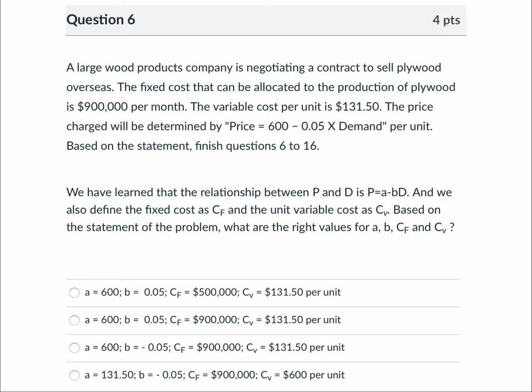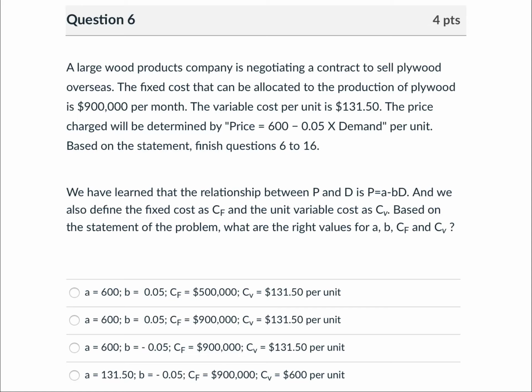All right, now it's all about the calculation problems. So the first one is to use the relationship between P and D, price and demand, to calculate a bunch of useful concepts. Okay, so let's read through this statement.